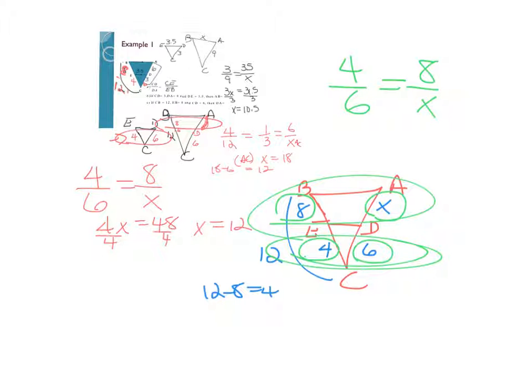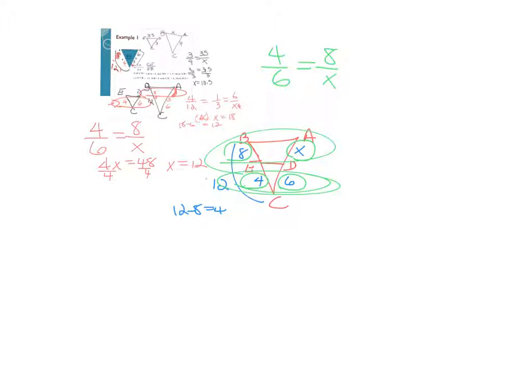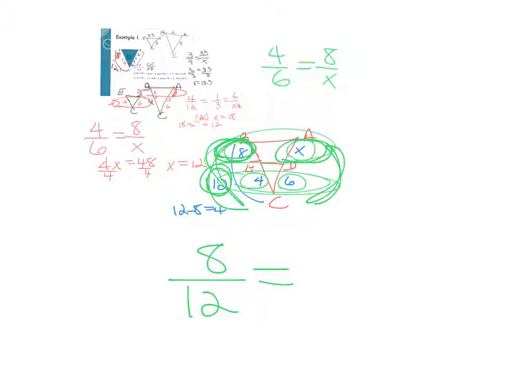Yes. Now, you could have set it up another way. You could have also, if you wanted to use the 12 and not find the 4, you could have also said 8 over, so this 8 over the total is equal to this x over the total, which is x plus 6. You can do it that way also.